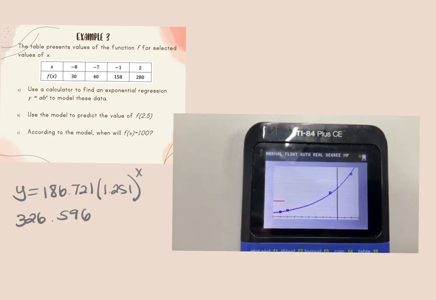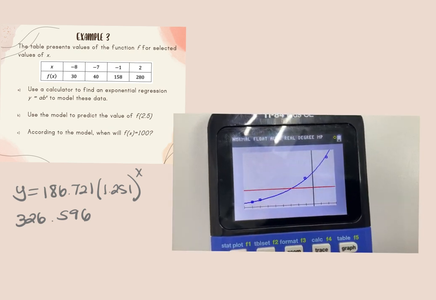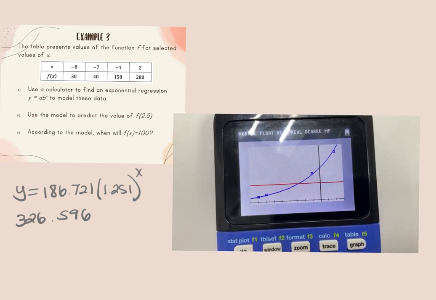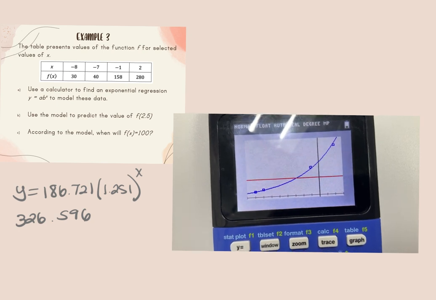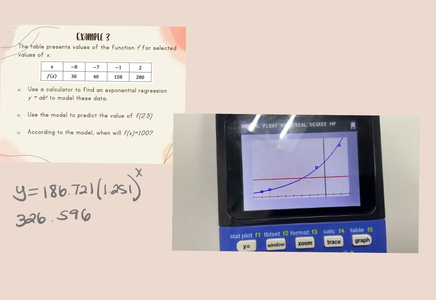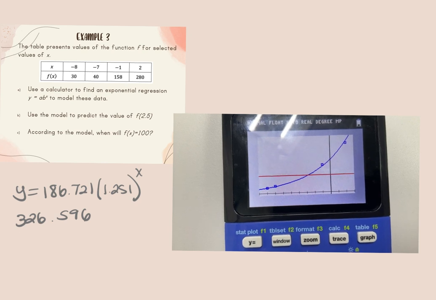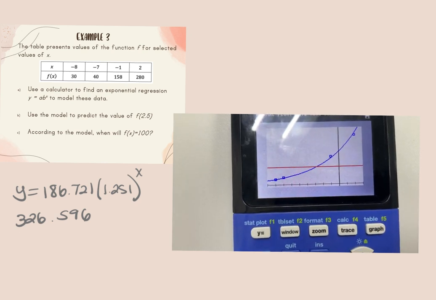I'm going to hit graph. I'm zoomed out, right? So you see it. If you didn't see it because you didn't zoom out on that stat plot, then you might have to zoom out to see your line. But that red line is crossing through 100. So how do I find the exact point where they cross?